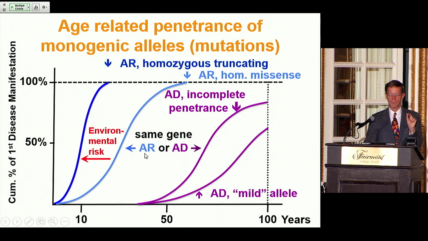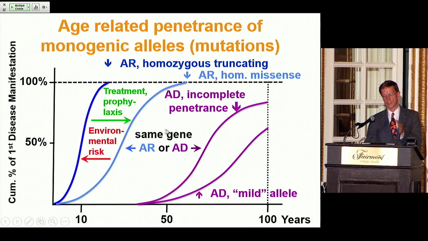So now Mother Nature can make things worse. Even though patients have the exact same mutation in a monogenic gene, certain environmental influences can lead to earlier onset. And we hope that by understanding the mechanisms we can develop treatment and prophylaxis so that we can mitigate the onset and shift these curves over to the right.